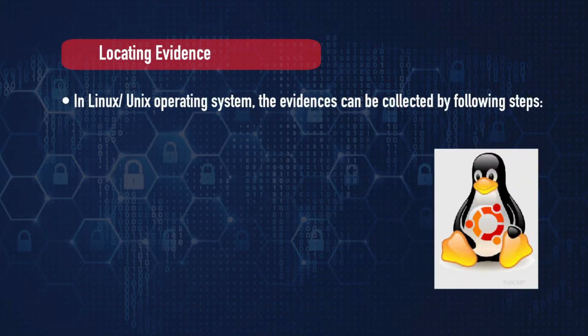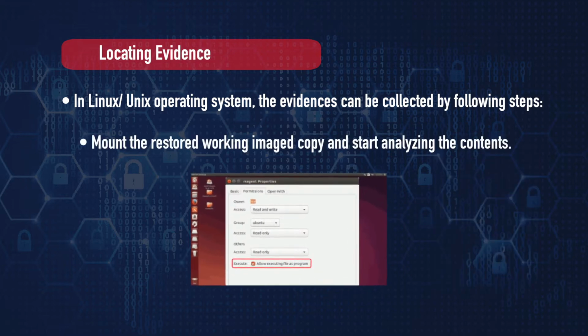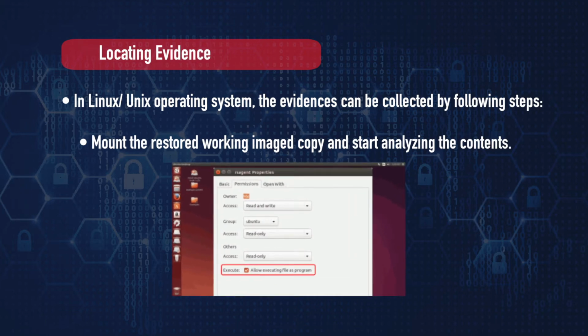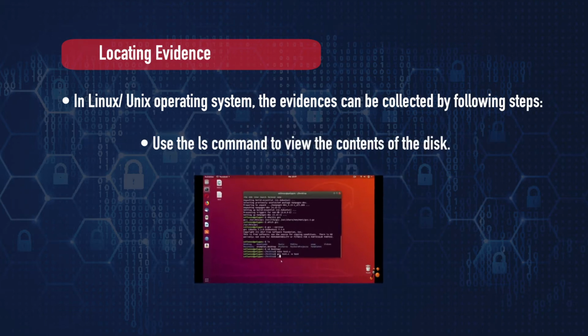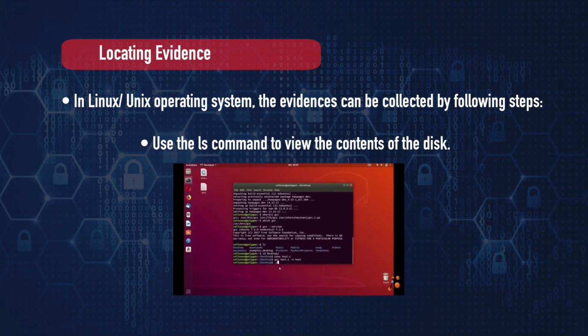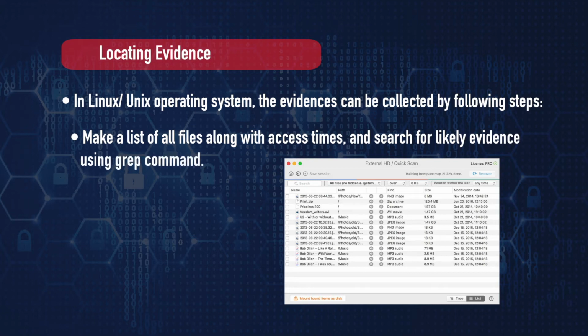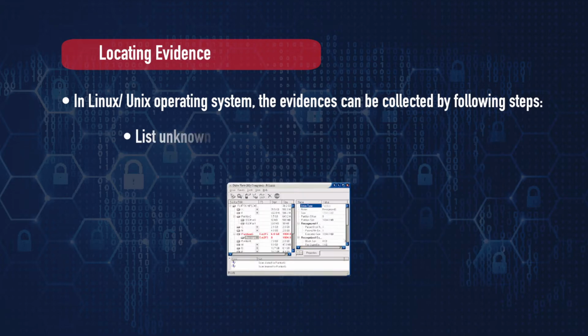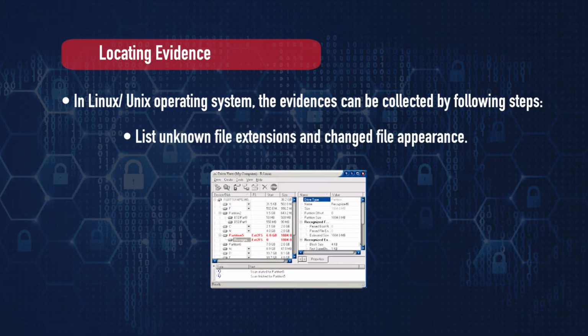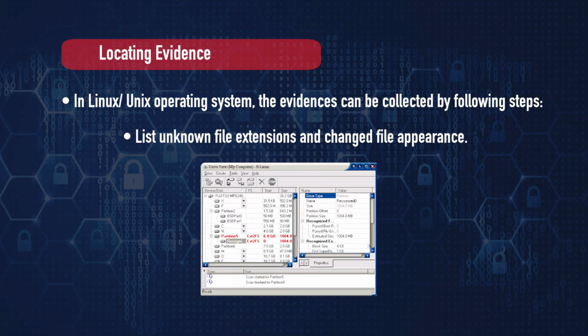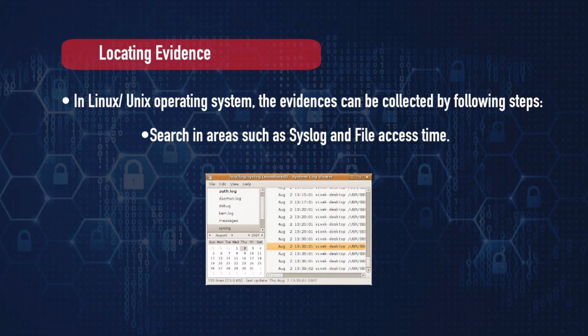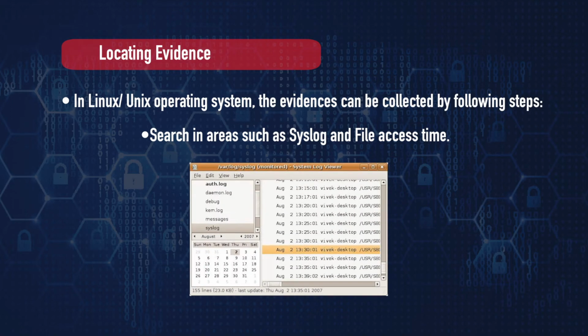Whereas in Unix or Linux operating system, the evidence can be collected by the following steps. Mount the restored working imaged copy and start analyzing the content. Use the ls command to view the contents of the disk. Make a list of all files along with access times. Search for likely evidence using the grep command. List unknown file extensions and change file appearance. Search in areas such as syslog and file access time.